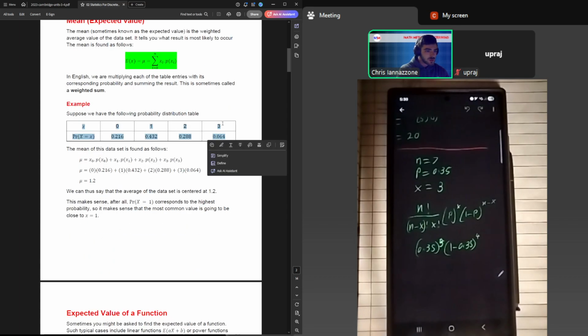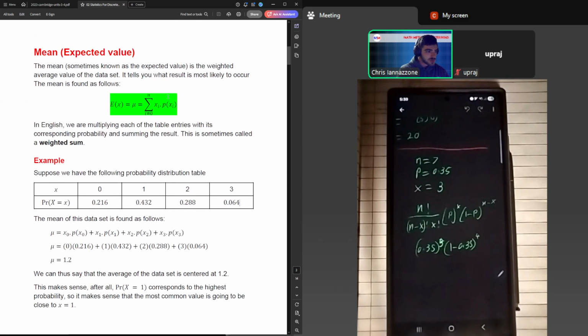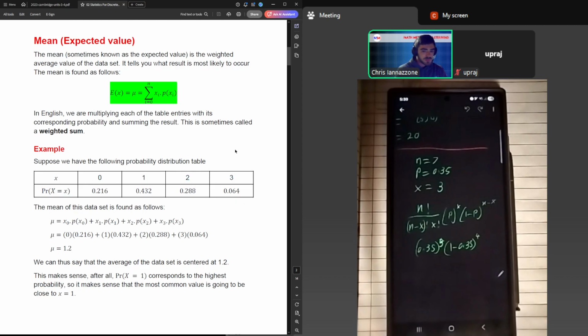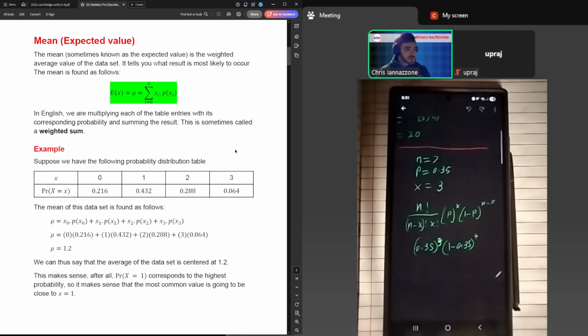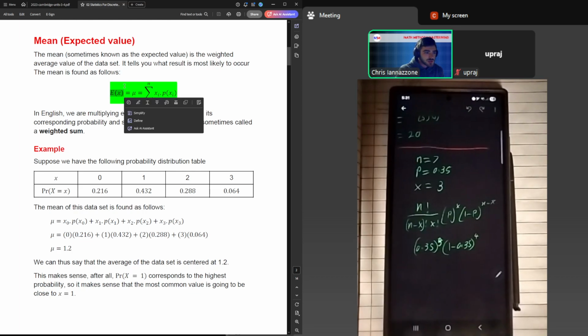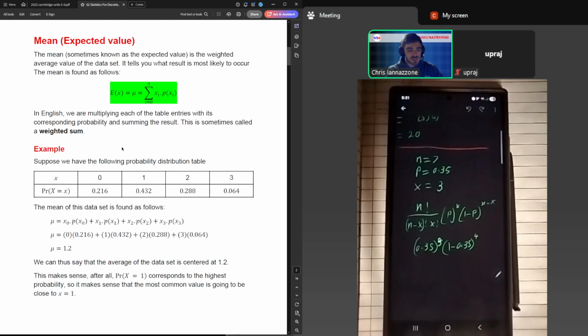So for discrete probability, we're usually using these probability tables, and that will be the case for all of the statistics that we calculate for this. You'll always have some sort of probability table, or you'll have to find a probability table to use. Calculating the mean, otherwise known as expected value, sometimes you'll see E of X, sometimes you'll see the Greek letter mu. Both of those mean the same thing. They mean the average value of the data set.